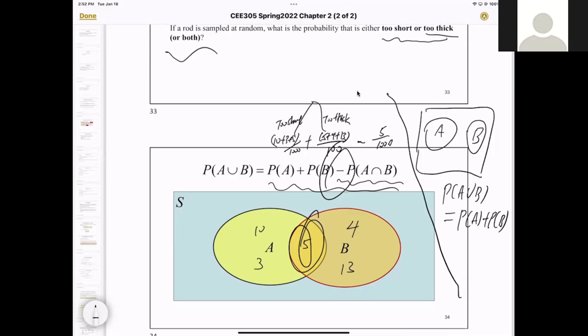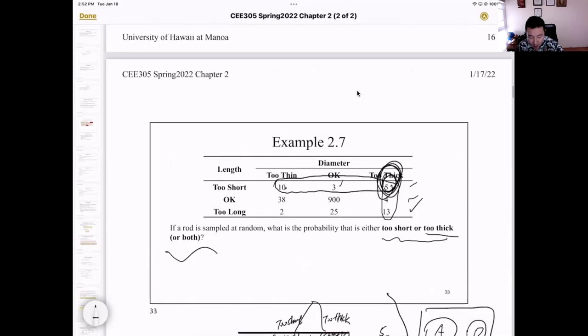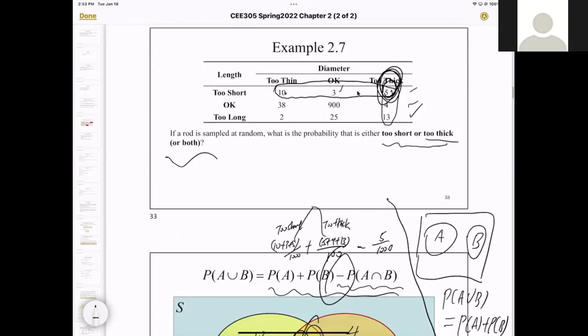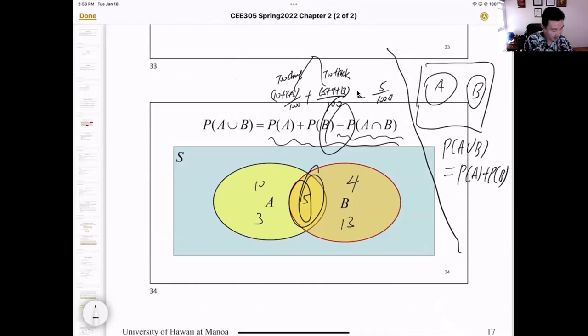Professor? Yes, Grant. I'm just wondering as to where the 1,000 comes from. The 1,000 is coming from the whole population, right? So we have a total of 1,000 rods, and you want to know the probability that a randomly chosen rod is too short. You have 18 out of 1,000, so that is 18 divided by 1,000. Yeah, okay, I get it. Good question.